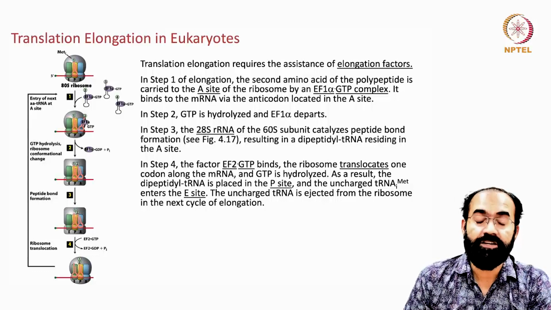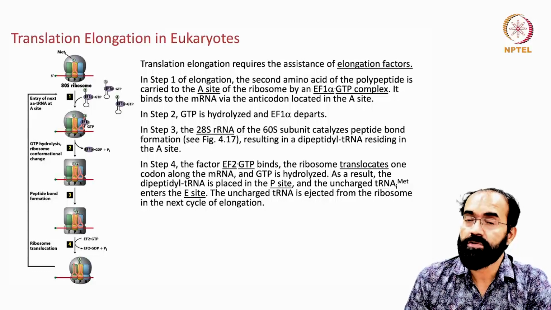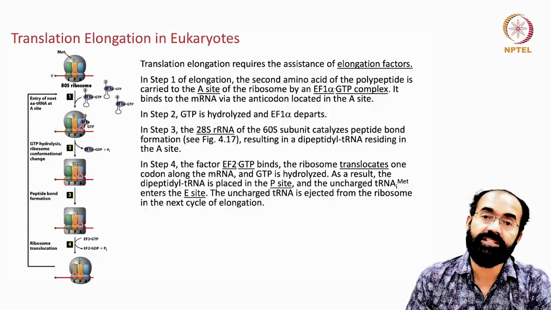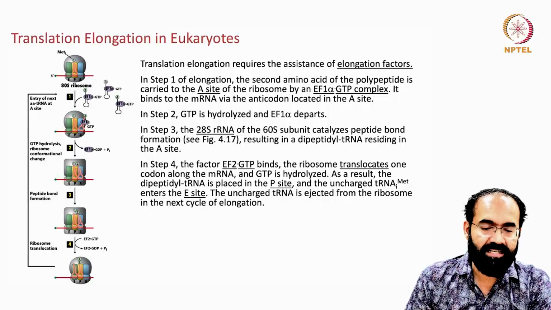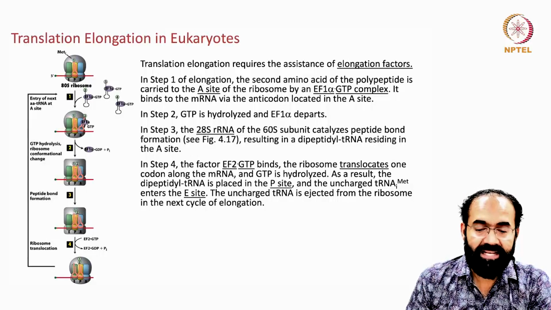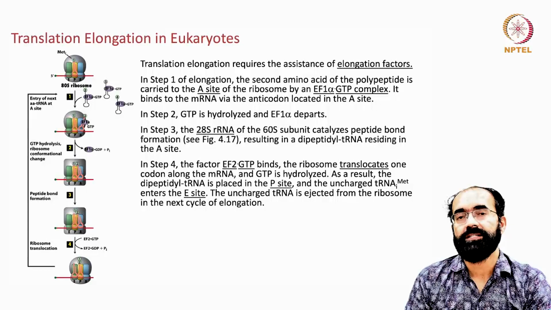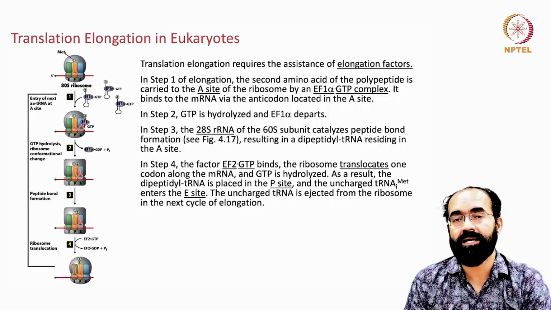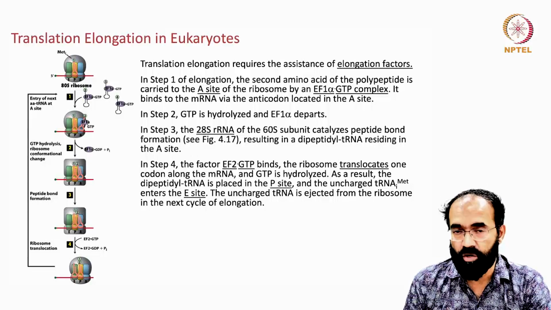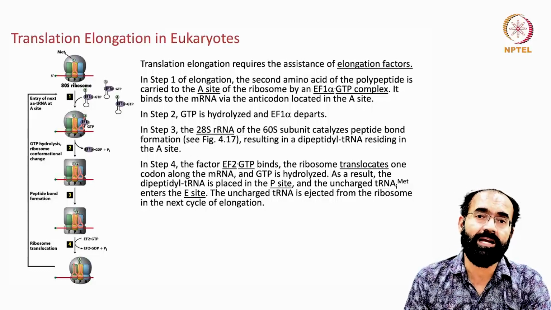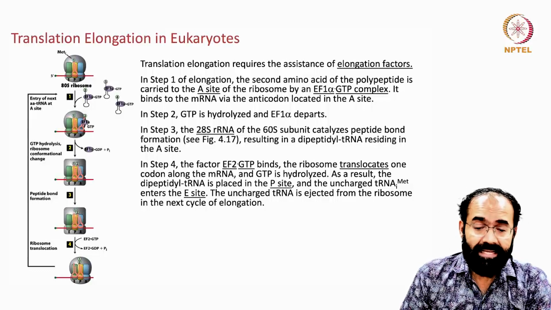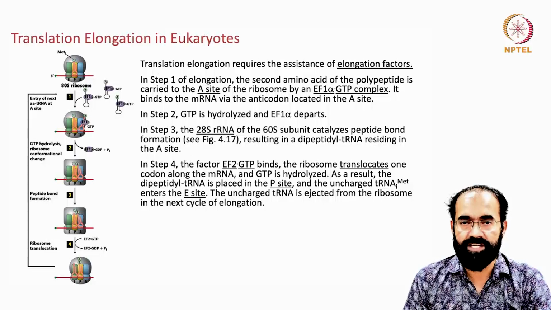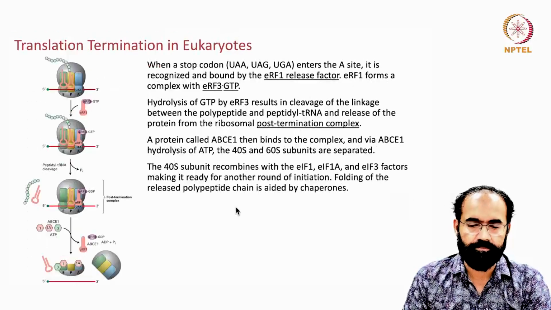In step 4, the factor EF2 GTP binds the ribosome, translocates one codon along the mRNA, and the GTP is hydrolyzed. As a result, the dipeptidyl tRNA is placed in the P site. First the methionine is transferred onto the incoming tRNA, and then at the cost of energy, the dipeptide bearing tRNA moves onto the P site. The uncharged tRNA is ejected from the ribosome in the next cycle of elongation through the E site, or exit site.